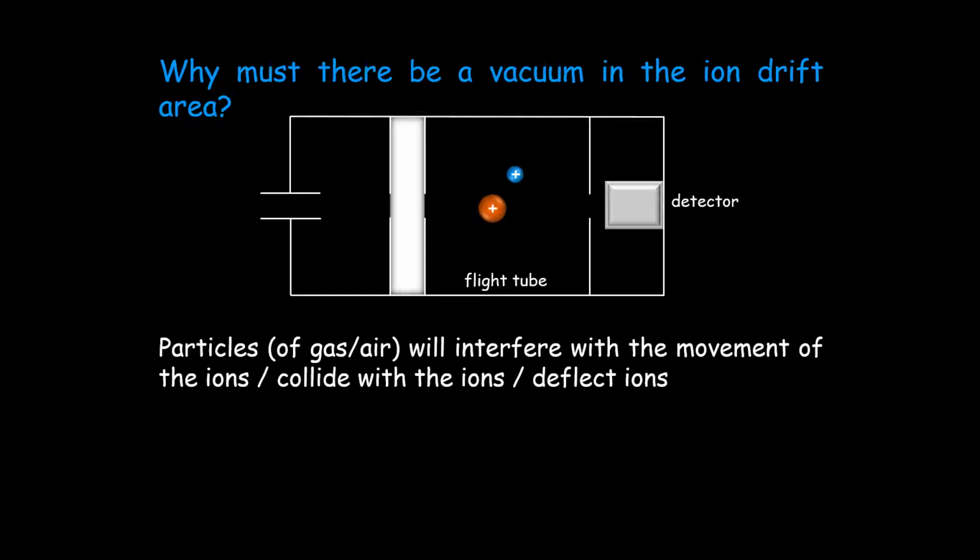Particles of gas or air will interfere with the movement of the ions, or collide with the ions or deflect the ions.